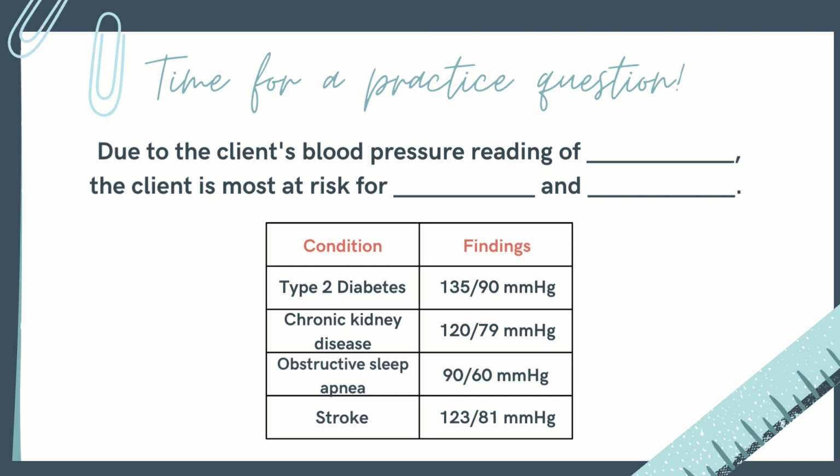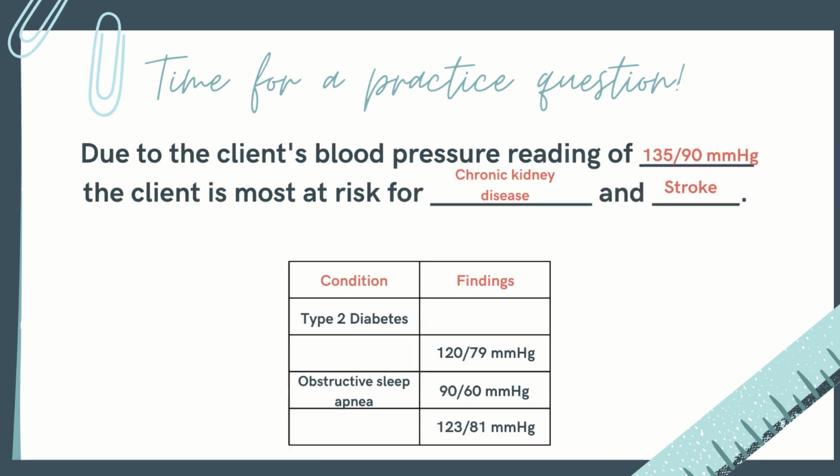All right, now that you've had a moment to answer, let's fill this in for you. Due to the client's blood pressure reading of 135/90, the client is most at risk for chronic kidney disease and stroke. And that's due to what? Hypertension, right? And so which blood pressure reading was our most abnormal? 135/90. But we can take a step back. We can walk through all of our answer choices here.